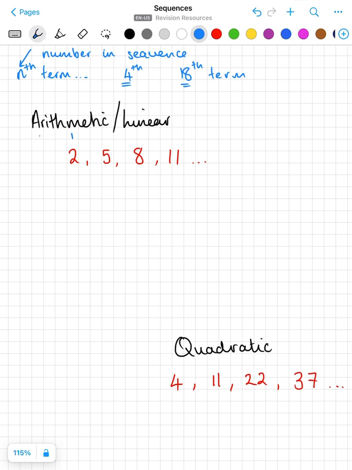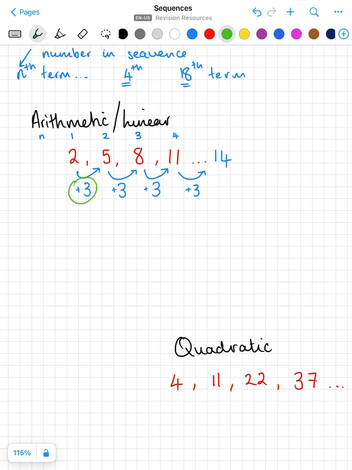So our first term in this sequence is 2, our second term is 5, our third term is 8, our fourth term is 11. With an arithmetic sequence there is a common difference, so 5 take 2 is 3, 8 take 5 is 3, and 11 take 8 is 3. So we are adding 3 each time. So we could say our next term in the sequence is 14.